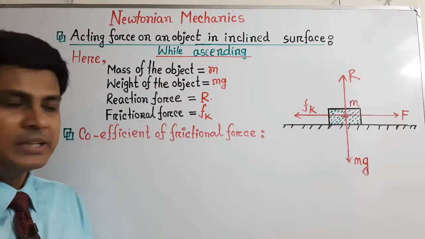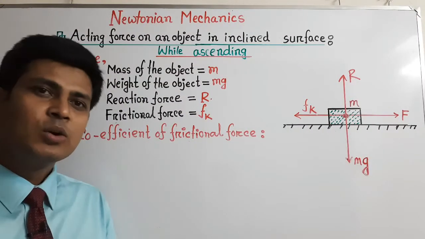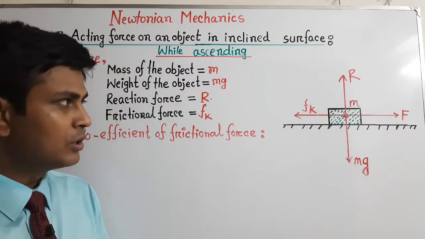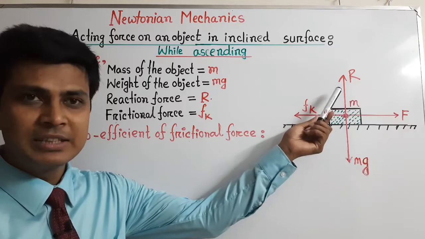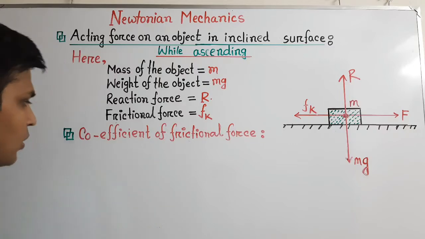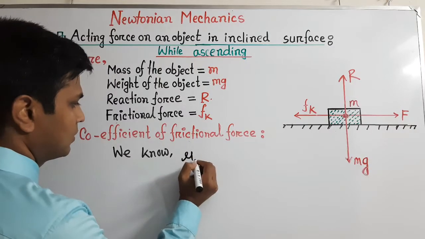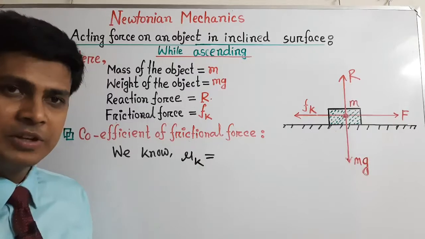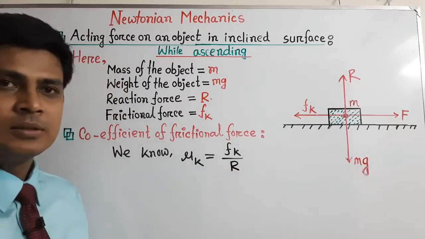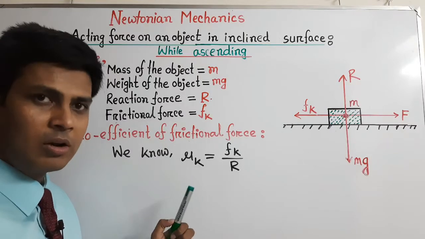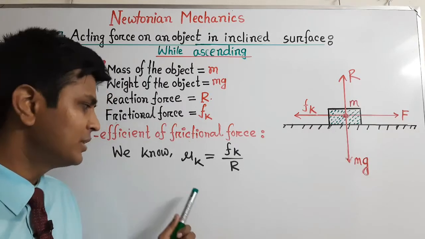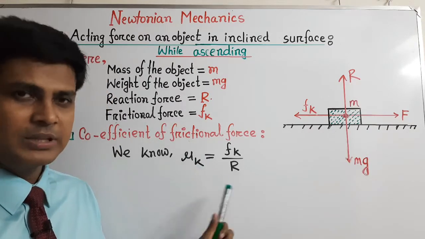And now I would like to explain the coefficient of frictional force. The coefficient of frictional force is the ratio of the frictional force and the reaction force. So you can see here in the diagram, R is the reaction force and Fk is the frictional force. So according to the definition, we can write the coefficient of frictional force nu k equals Fk divided by R, because the coefficient of frictional force is just the ratio of the frictional force and the reaction force.